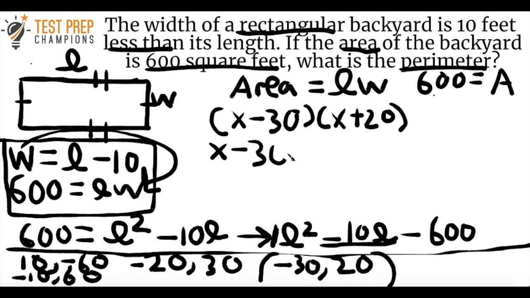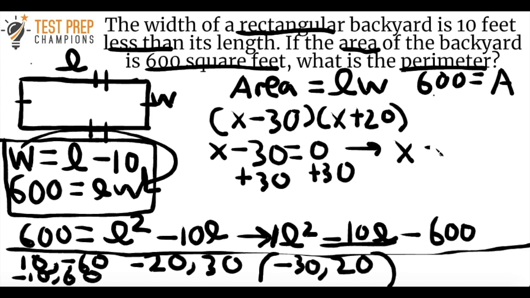So we have x minus 30 equals 0. To solve this for x, we want to get x by itself. We have x minus 30, so the way that we undo minus is with plus, obviously. Whatever you do to one side, you always have to do to the other. So this will give us x is equal to positive 30.